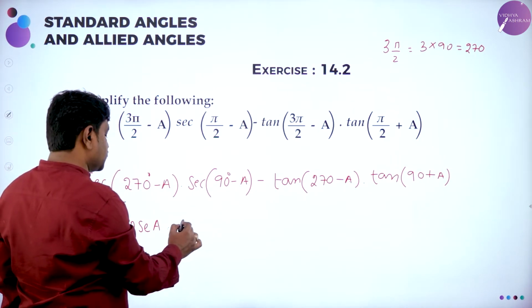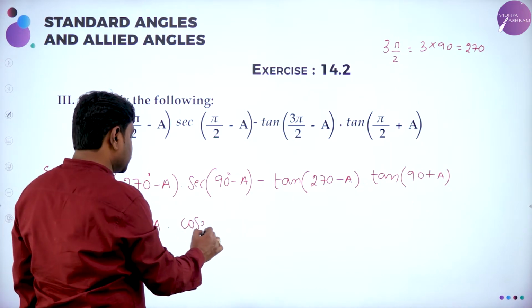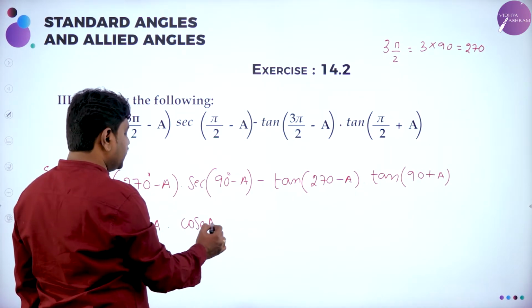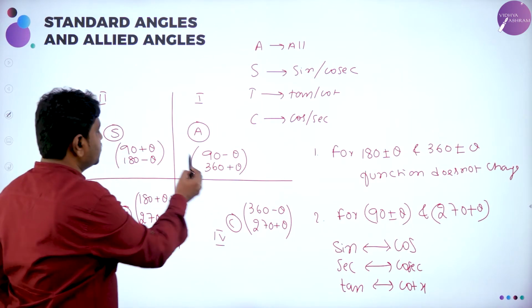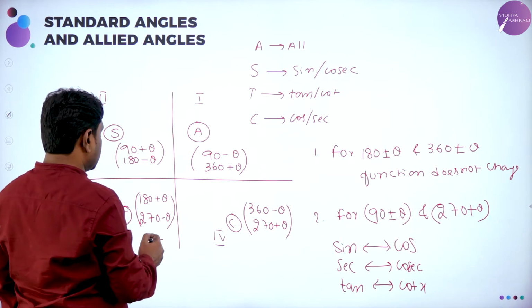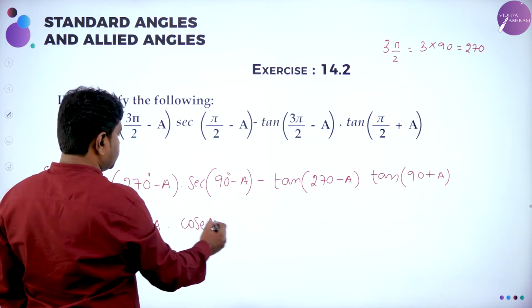Secant of 90 minus a. For 90 and 270, function changes. So secant changes to cosecant a. 90 minus theta lies in first quadrant. All are positive. All are what? Positive. So cosecant a is positive.